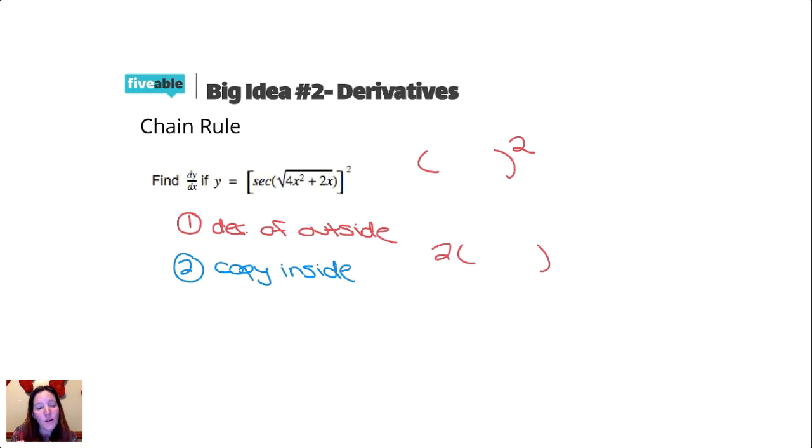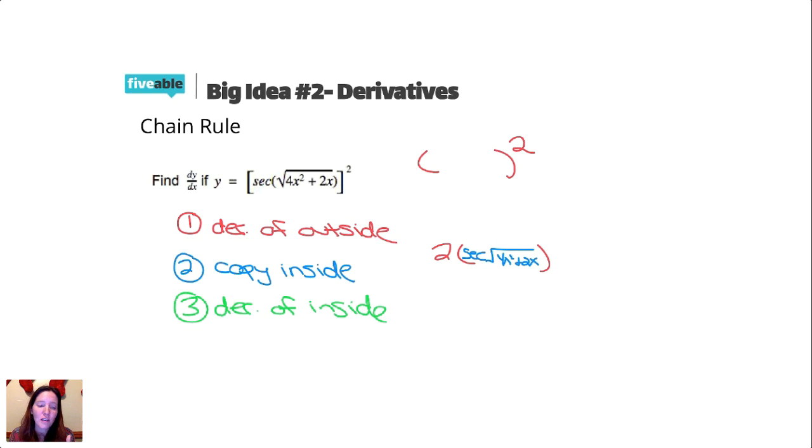Whatever was the inside before is going to still be the inside. So we had 2 something, and we're going to copy that whole mess. I probably didn't leave myself enough room here, but we're going to copy that whole inside right back into our function. That's step number 2. Then step number 3 is the derivative of the inside. So step number 1, derivative of the outside, copy the inside. Now we're going to take the derivative of the inside.